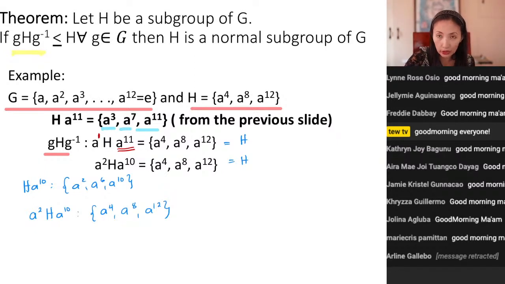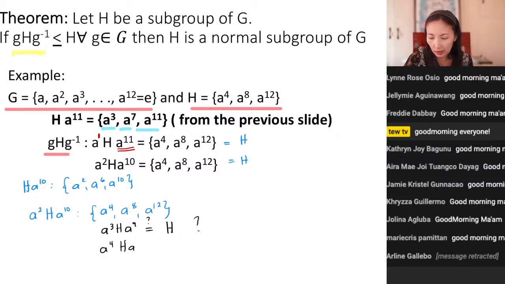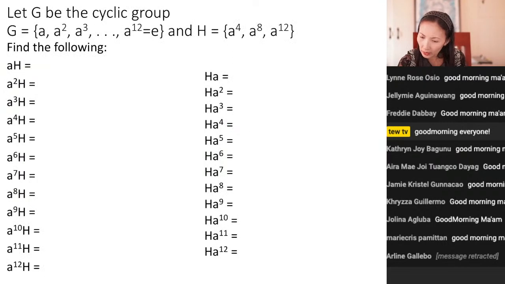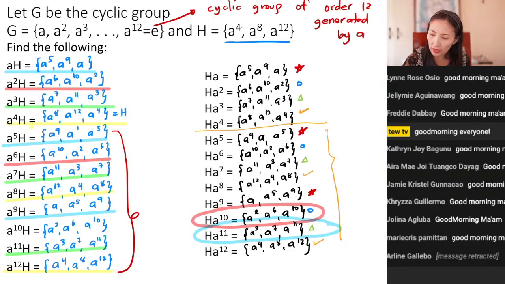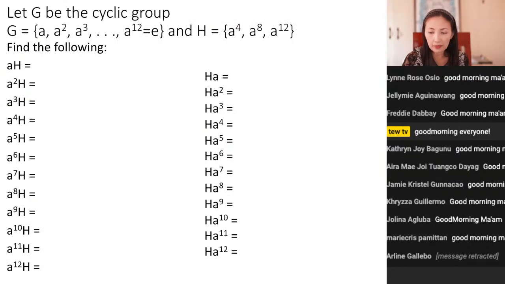You can check on your own. I'd like you to check for a cubed, H, a raised to 9. Will it be H also? How about for a to the 4th, H, a to the 8th? Will it be H also? You check on your own because it is too long. Now, we move on to the next. We're done with this, we already have answers there. May we skip this one then?